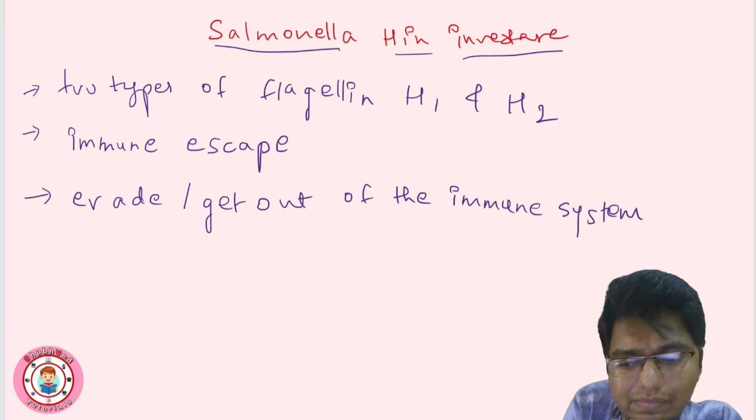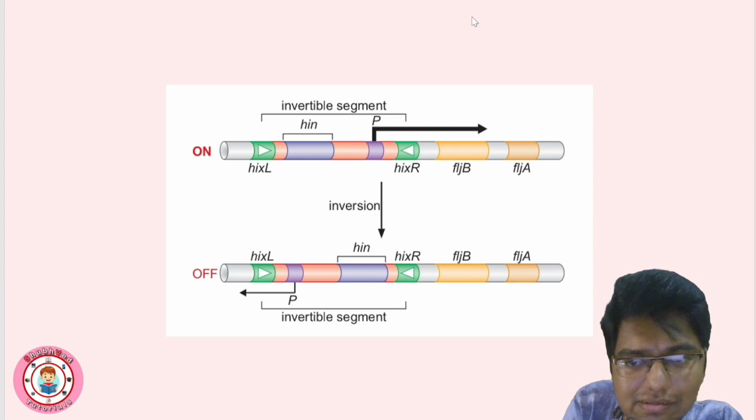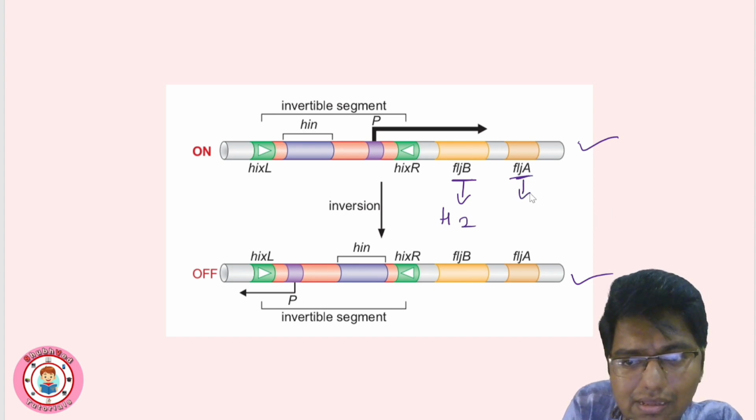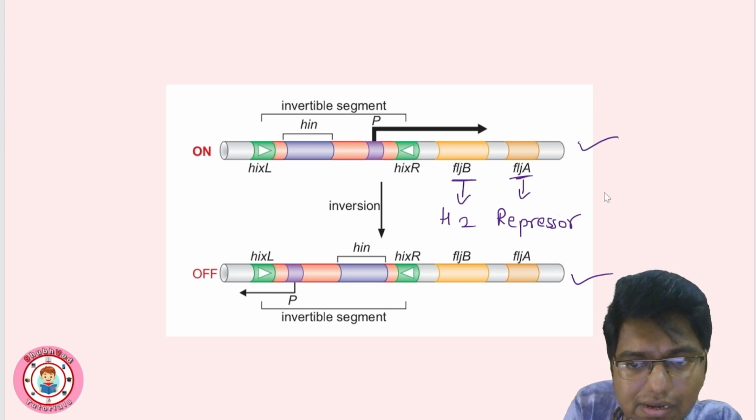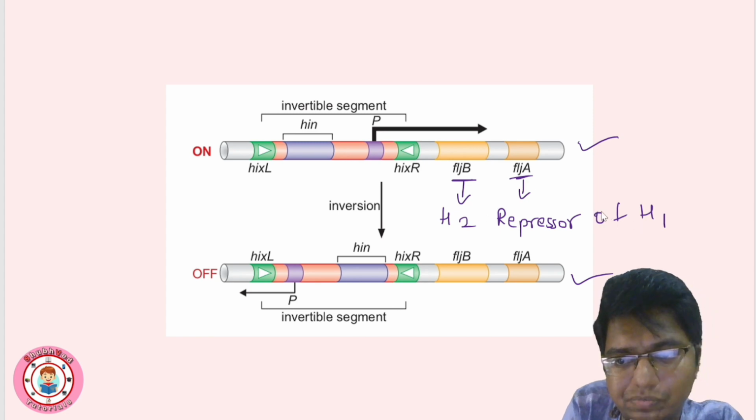So how is this done? How is this site-specific recombination? See, this is a DNA. Two alternative forms are produced, right? This region, fljB, produces H2 flagellin, and this is a repressor. We know repressor means inhibition, it does not produce. This is the repressor of H1 flagellin. So these are the two types of flagellin, H1 and H2.